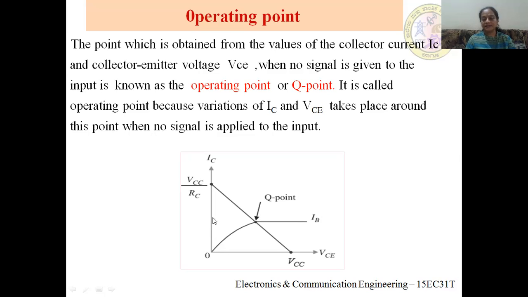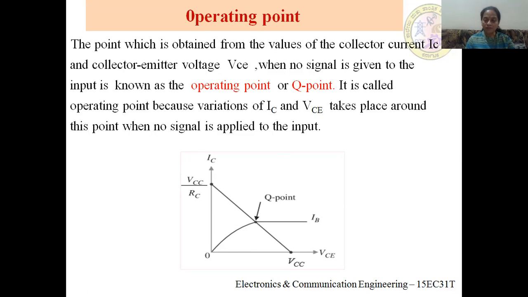And this is the IC. Without applying the signal, some collector-emitter voltage will be there, and this point is called an operating point. So once again, a point which is obtained from the values of collector current, here the graph of VCE versus collector current. This is the Q point that I am showing you.